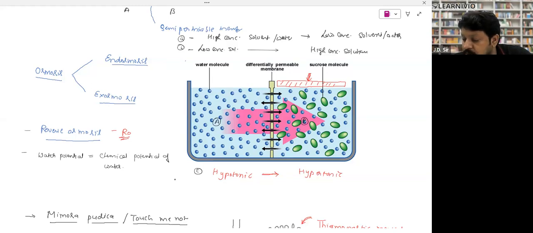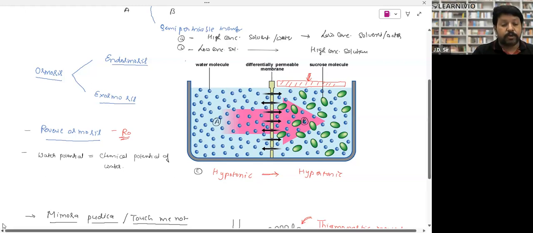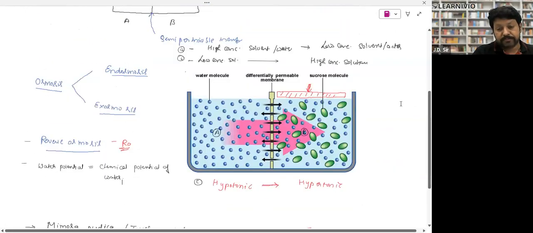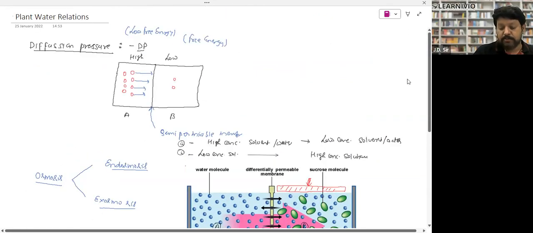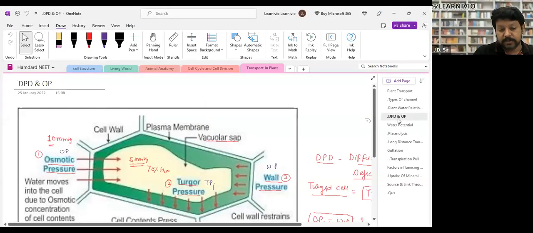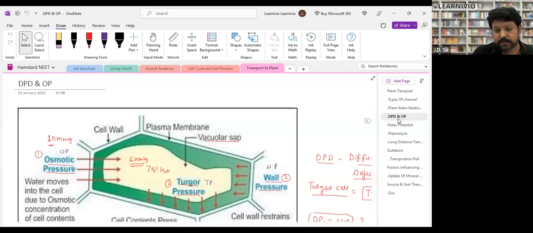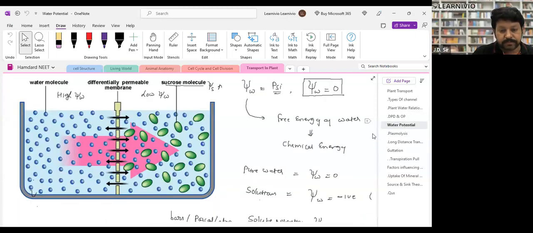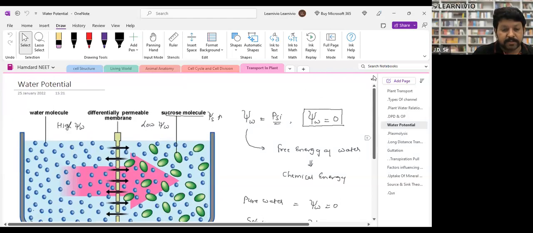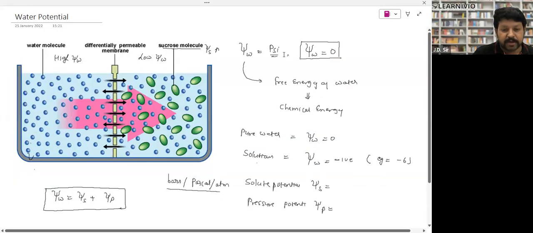Now, what is the water potential? Right. Now, put the heading water potential. The chemical potential or chemical energy of the water is called water potential, that we have discussed. Again, the same diagram, but here we will study a bit differently, right? Till now, we were studying with respect to chemistry. Now, read it with respect to physics. Look, try to understand.